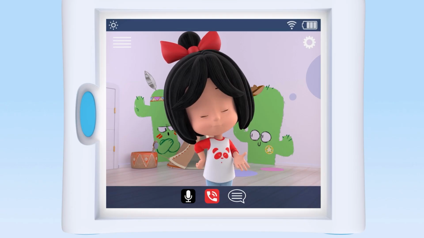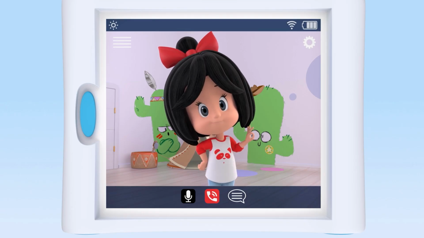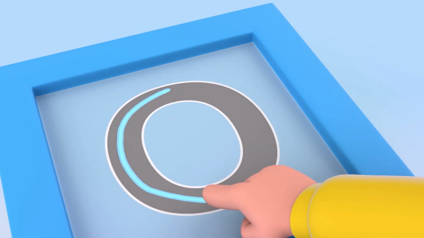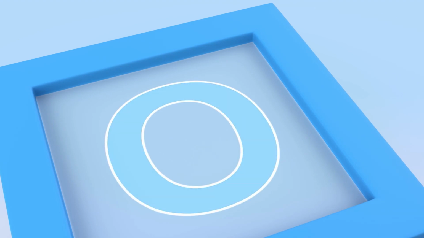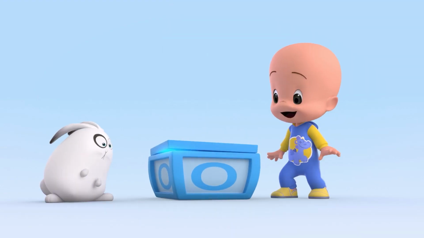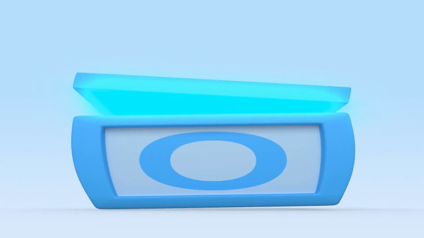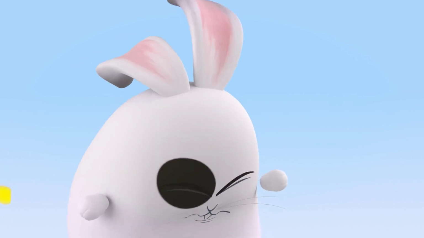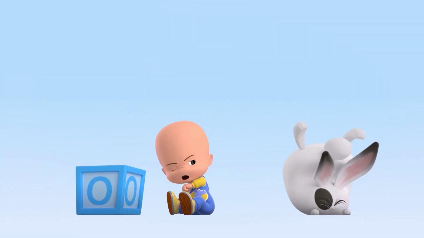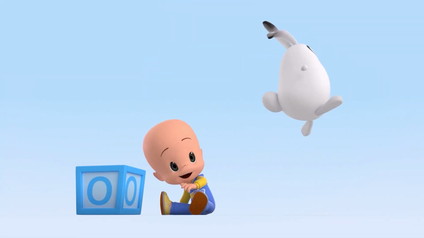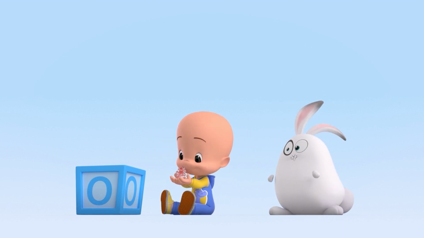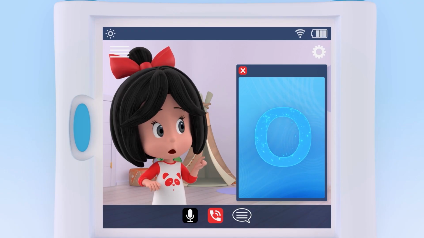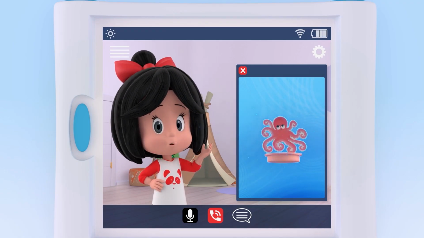Let's see. What animal begins with the vowel O? Octopus. Very good. O is for octopus.